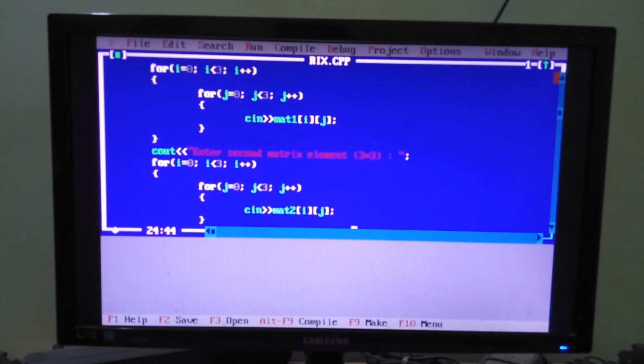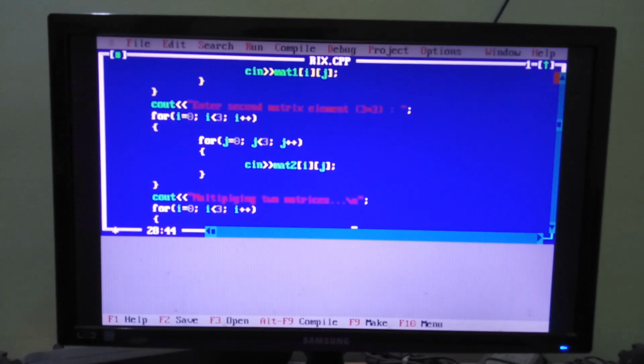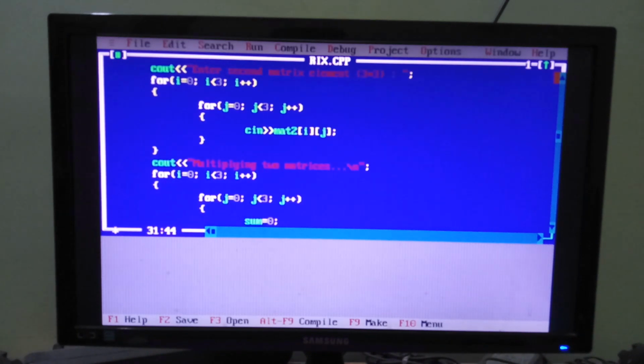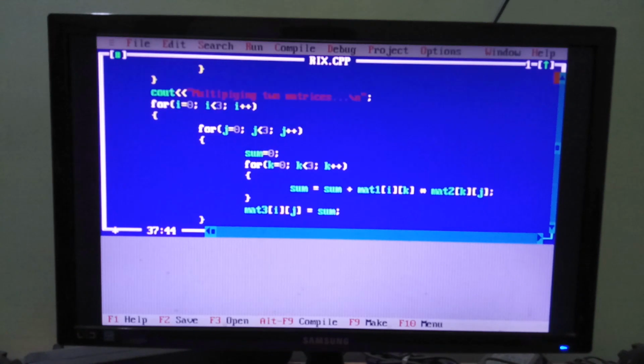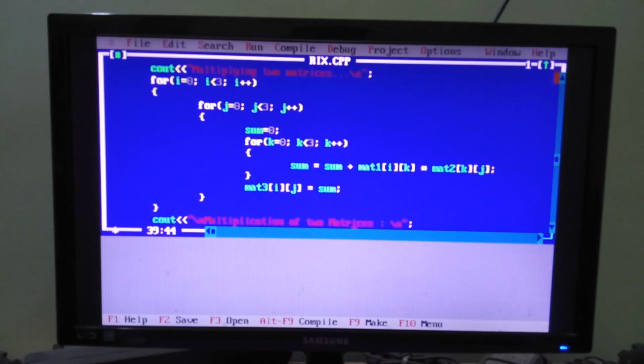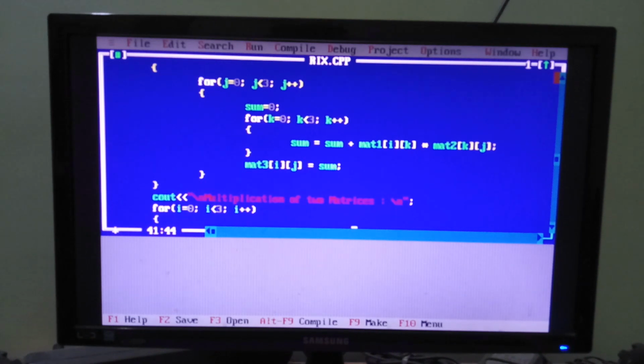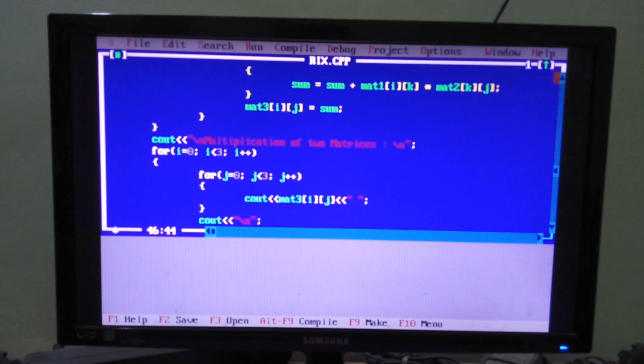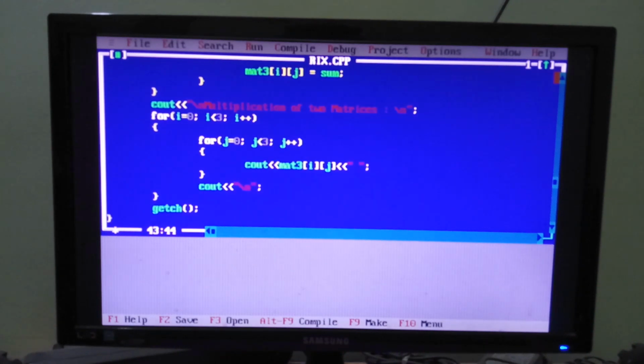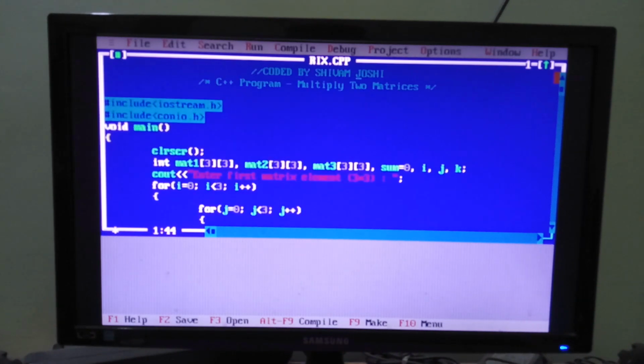Here's the condition: for j equal to 0, j less than 3, j plus plus. And again a printf message, "multiplication of two matrices", and then the answer. Sum is equal to mat1 plus mat2, so mat1 is considered here with k and mat2 with j. So this is the program of only 48 or 47 lines.